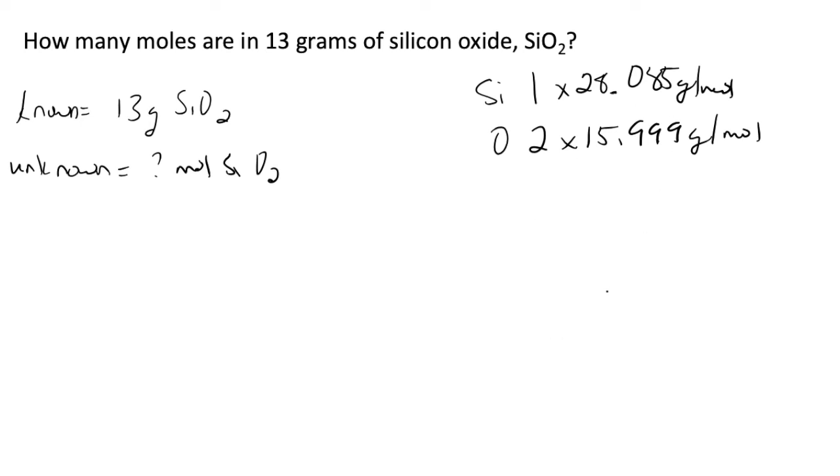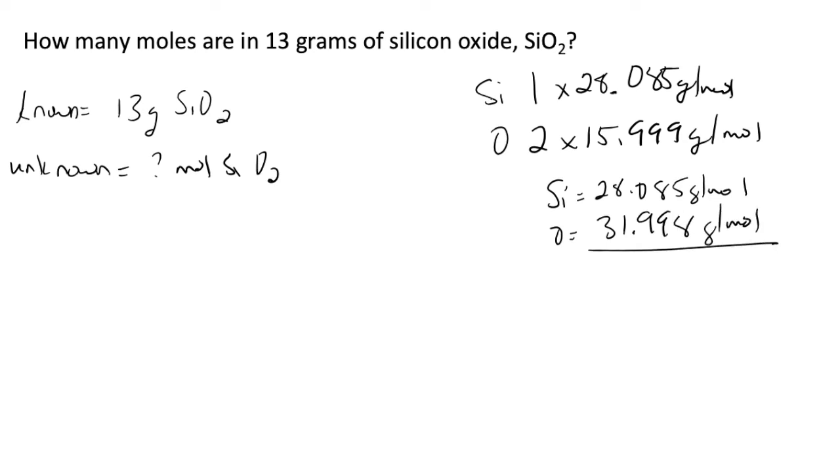Because I did not give myself quite enough room, I'm going to write the values for each down here. This is silicon is 28.085 grams per mole, and oxygen times 2 equals 31.998 grams per mole. When I add these two up, we have 60.083 grams per every mole of silicon oxide.